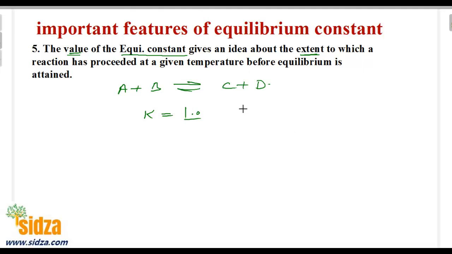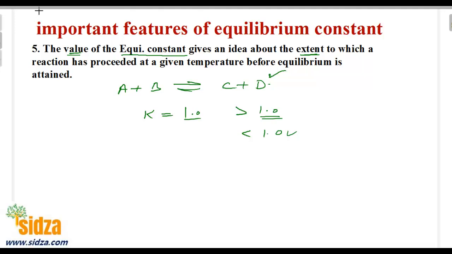Now if it is more than 1, it means that you have a higher concentration of products and a lesser concentration of reactants. But if it is lesser than 1.0, that means we have more reactants and fewer products.